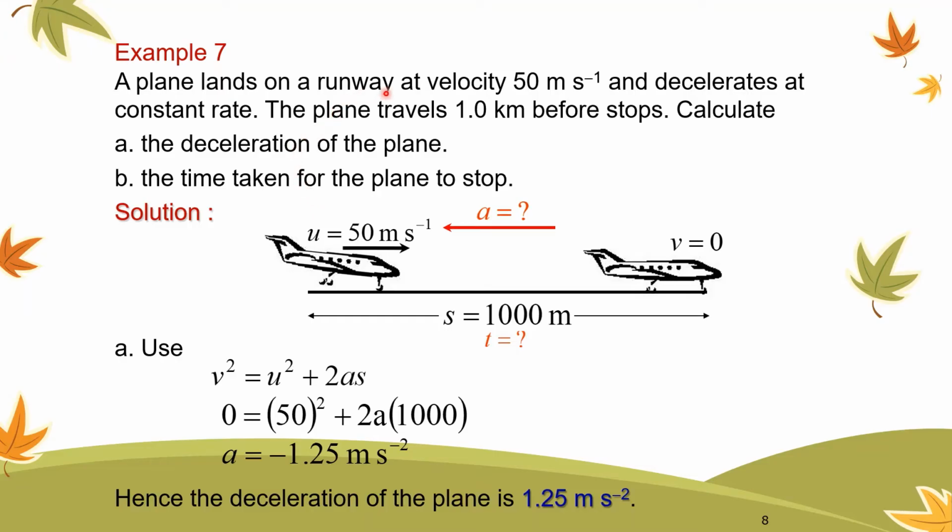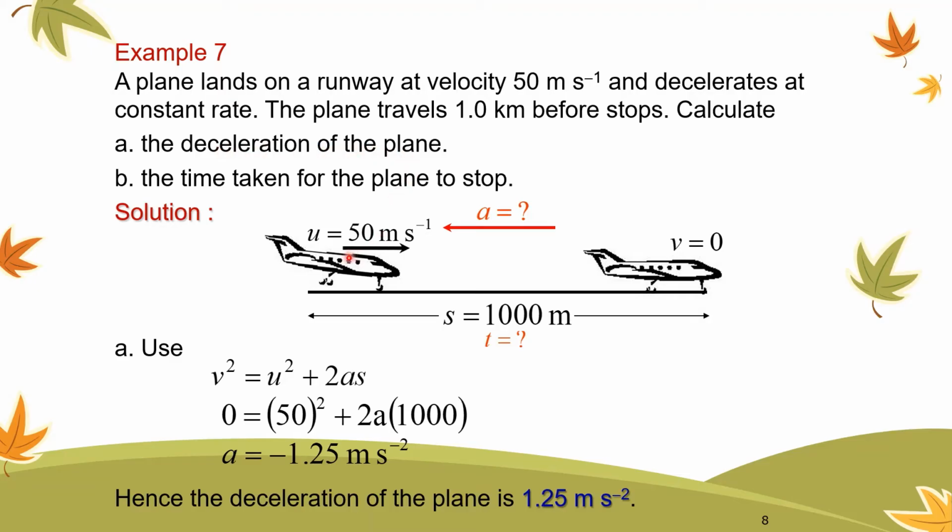So you are given the initial velocity of the plane, which is 50 meters per second. And we know that the plane stops. Therefore, the final velocity v is equal to 0. And the displacement is 1 kilometer. So we need to change it first to SI unit. So it will become 1000 meters. And for question A, you are asked to find the deceleration of the plane.